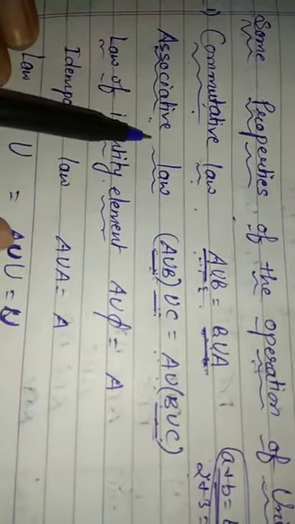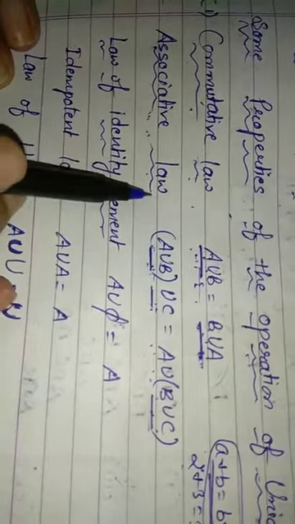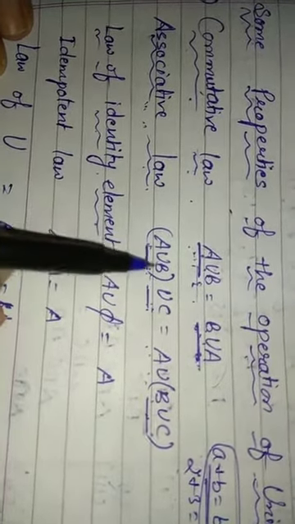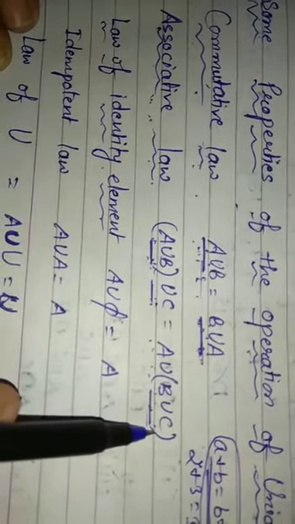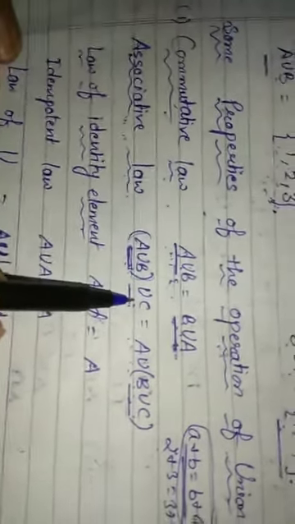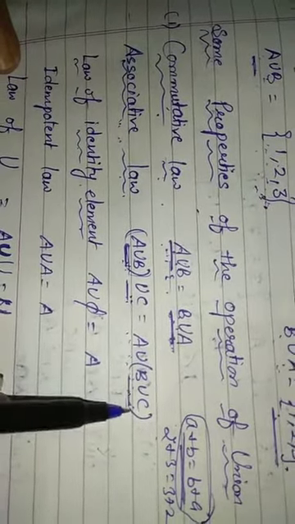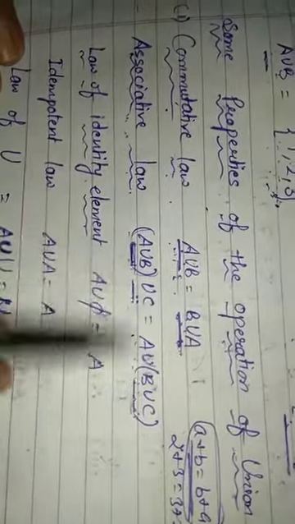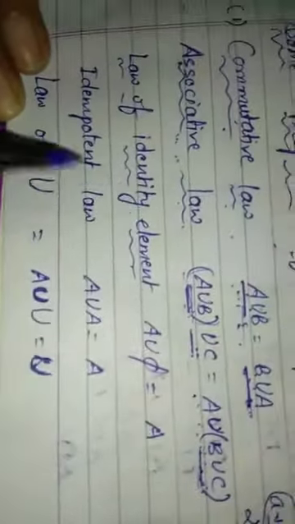Now come to the second property, the associative law. If we take 3 sets, then A union B union C is equal to A union B union C with different grouping. Firstly, A union B, then you take the union with C, and on the right hand side, you take B union C, then take the union with A. Then these are also the same. You can verify by taking any example.